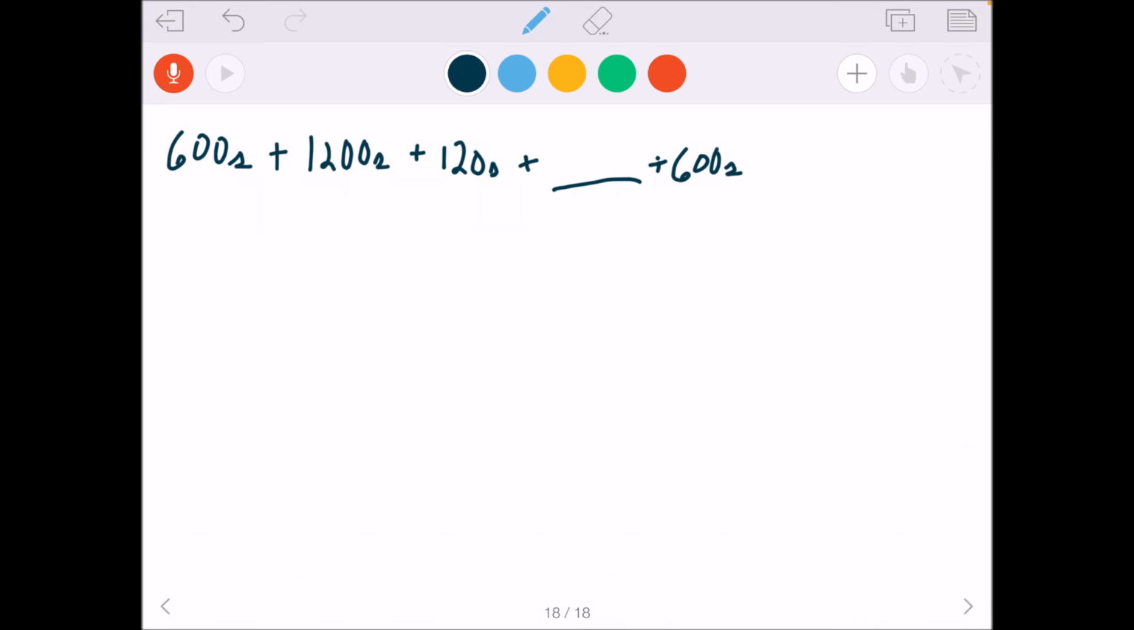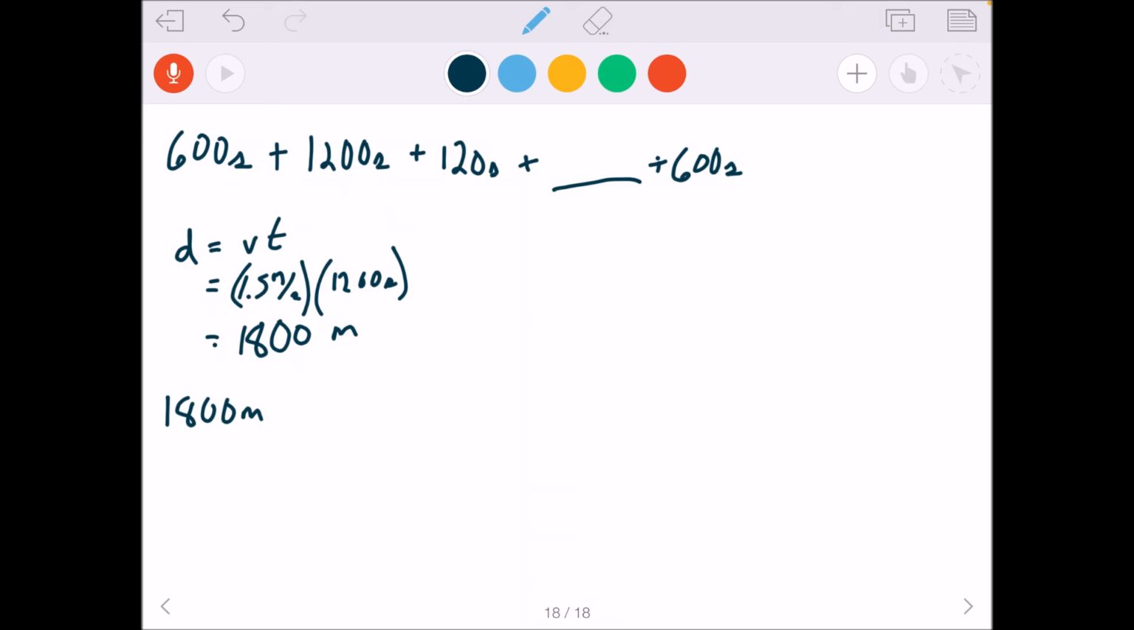To do that, I need to figure out how far did he go. What was the distance? Distance is equal to rate times time. He walked at 1.5 meters per second, and he did that for 20 minutes, or 1200 seconds. So that gives me 1800 meters. That means when he travels back to his vehicle, he has to travel the same 1800 meters, but now he's traveling at 1.2 meters per second for an undisclosed amount of time.